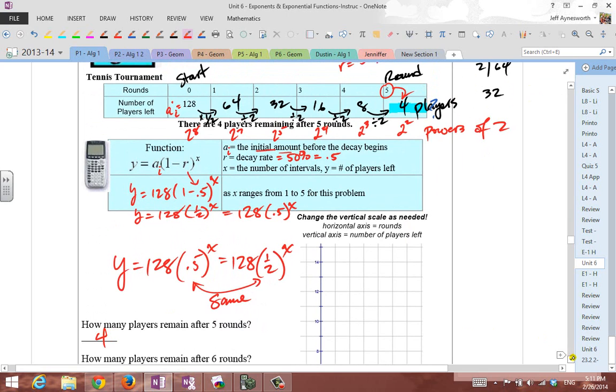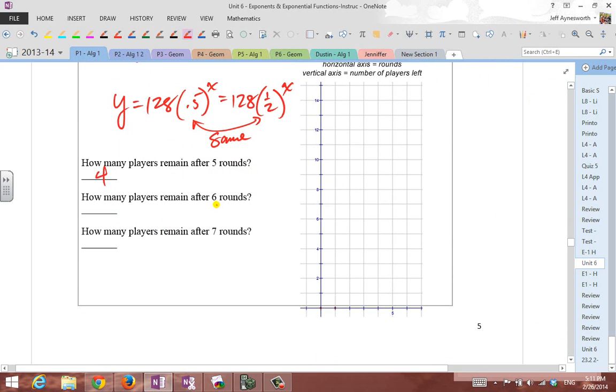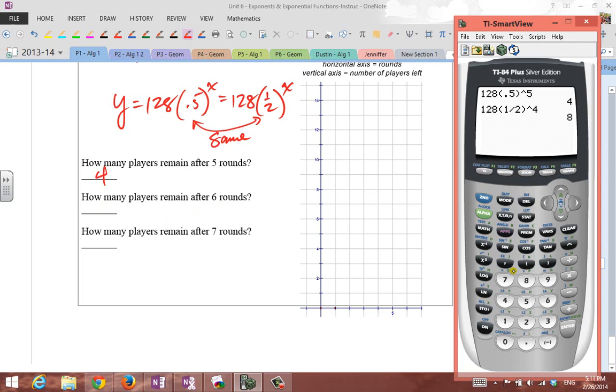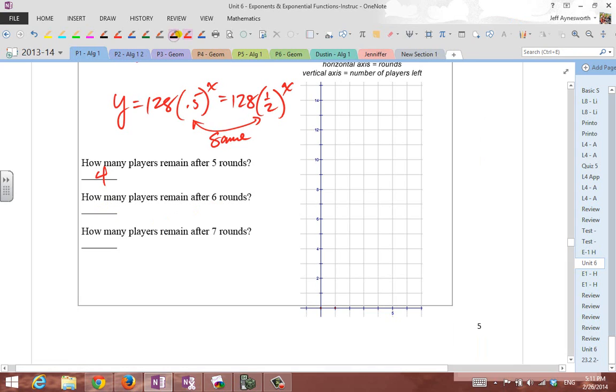But the question is, how many players after 6 rounds? Let me see, half of 4 is 2, so probably the answer is 2, but let's go ahead and calculate it. All right, 128 times 0.5 to the 6th power, because again, x is 6 for 6 rounds, right? Holy cow, it's 2. So it's 2 players left. Oh my gosh, we have to divide by 2. This is hard stuff, man. Half remaining. You got to read the problem again, okay? Half remaining. How many players after 7 rounds? This is a really tough question too.